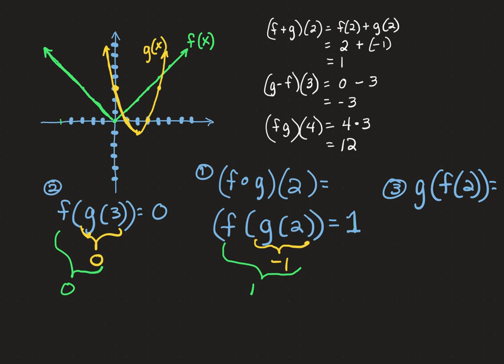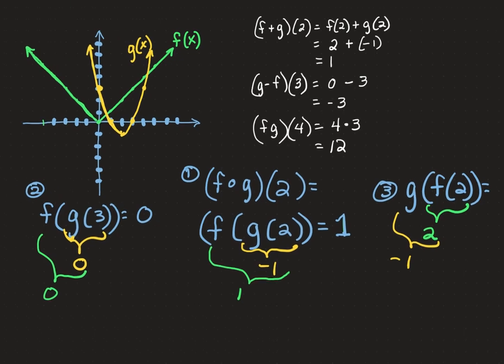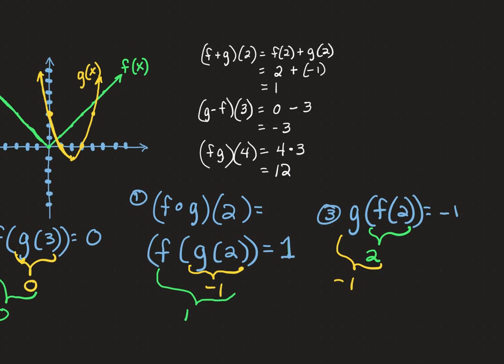Okay, so I'm doing f first. So f of 2 gives me what? 1, 2 gives me 2. And g of 2 gives me what? 1, 2 gives me a negative 1. So g of f of 2 equals negative 1.